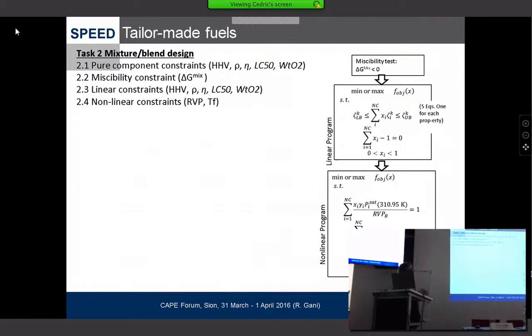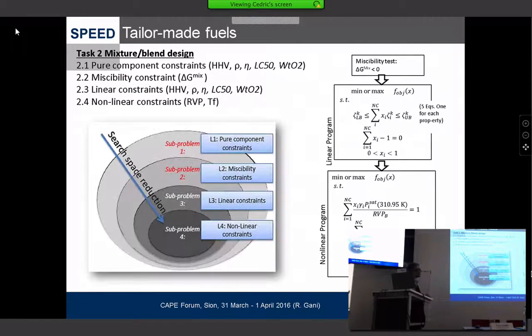So then we have the miscibility constraints, optimization with respect to the properties. I will not go into detail, but what we have is a decomposition approach where we take the pure compound constraints and see which compounds satisfy. Then the miscibility constraints, that means that whenever we mix all these compounds, they have to be one phase. So that is very, very important. Then the linear constraints, and finally the nonlinear constraints. And as we go along, the number of alternatives reduces. So when we come here, it's a small, well-defined problem that we can solve through optimization.